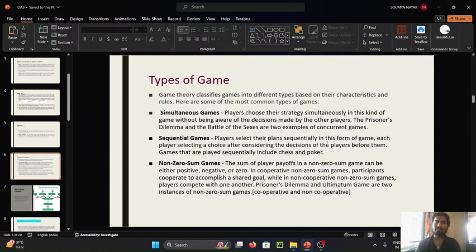In contrast, what happens in non-cooperative games? Both of the players don't have to cooperate; they simply have to accomplish their own goal, and based on that they will get their rewards. If they cooperate, some points will be deducted from their games. So that is the whole idea of how we can characterize a game based on its characteristics and rules.